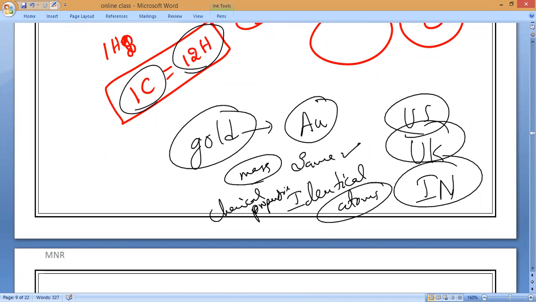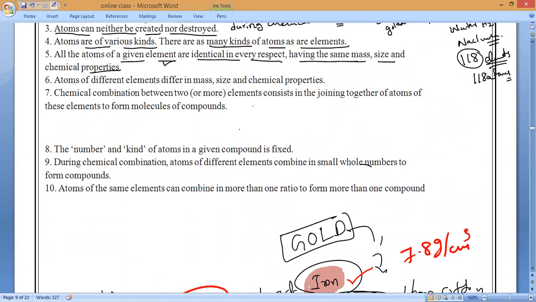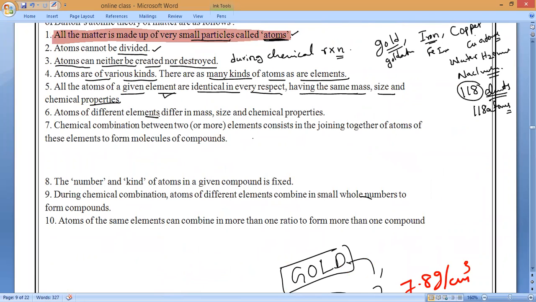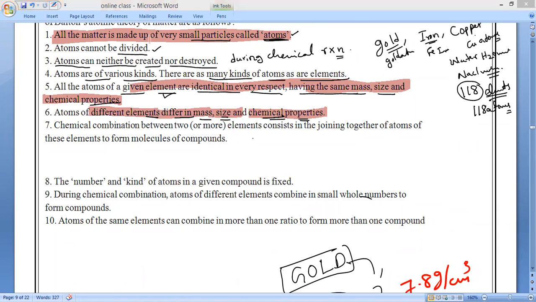But different elements differ in mass, differ in size, and differ in chemical properties. Identical atoms have the same mass, same size, and same chemical properties in every respect. Different elements have different mass, different size, and different chemical properties. Any doubt in this? Are you clear? Yes, sir. That is what you have to remember.